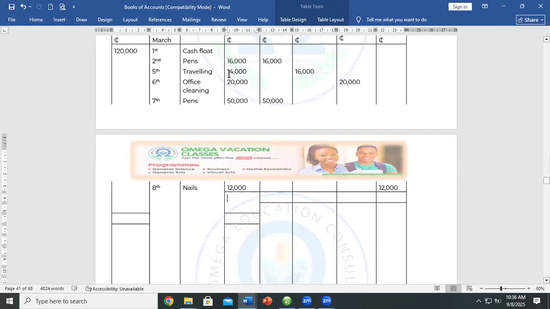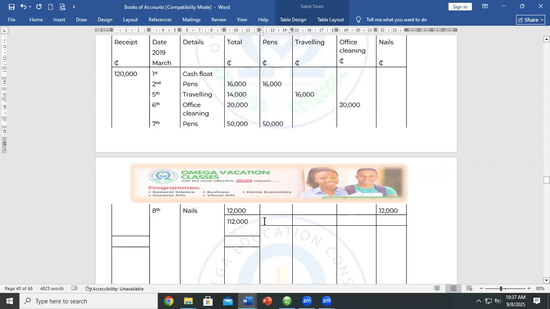16,000 plus 14,000 plus 20 plus 50 plus 12. Professors, I think that's 112,000. Okay. Immediately you put that total there, continue with the other expenses and get their totals. So under the first column, how much have we spent in total? That's 16 plus 50, that will be 66,000.